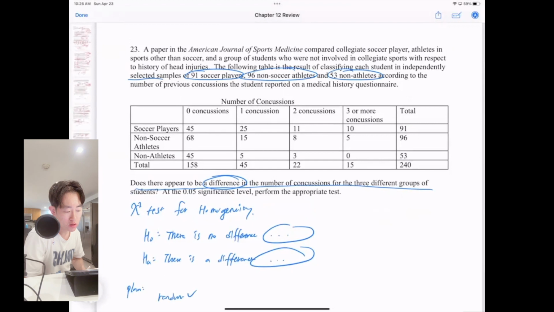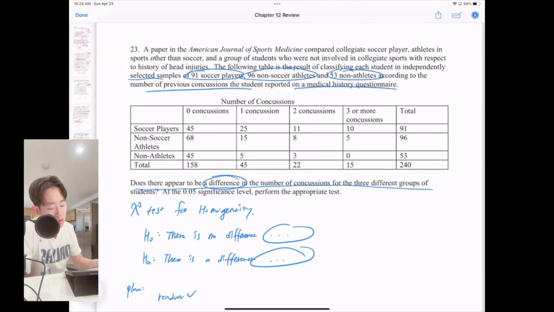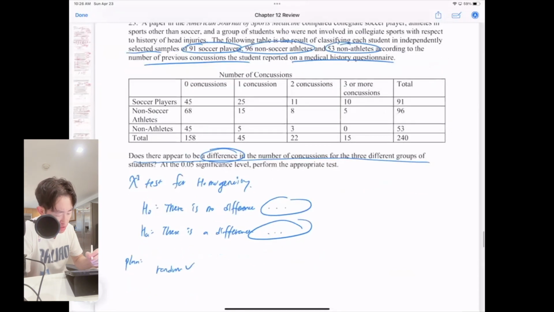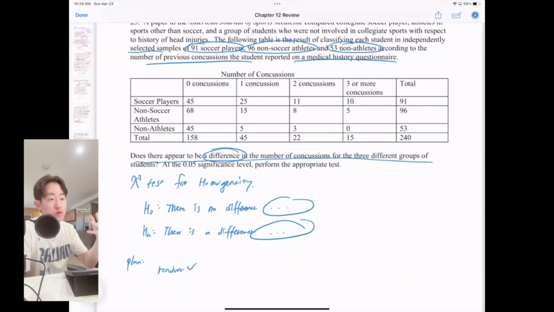The following table is a result of classifying each student in the independently selected samples of 91 soccer players according to the number of previous concussions the student reported on a medical history questionnaire. So here, the players actually have to have the number of concussions. We can safely assume randomness, because the element of randomness is still involved with the concussions these players get. It's not like they happen in a systematic manner or anything like that.